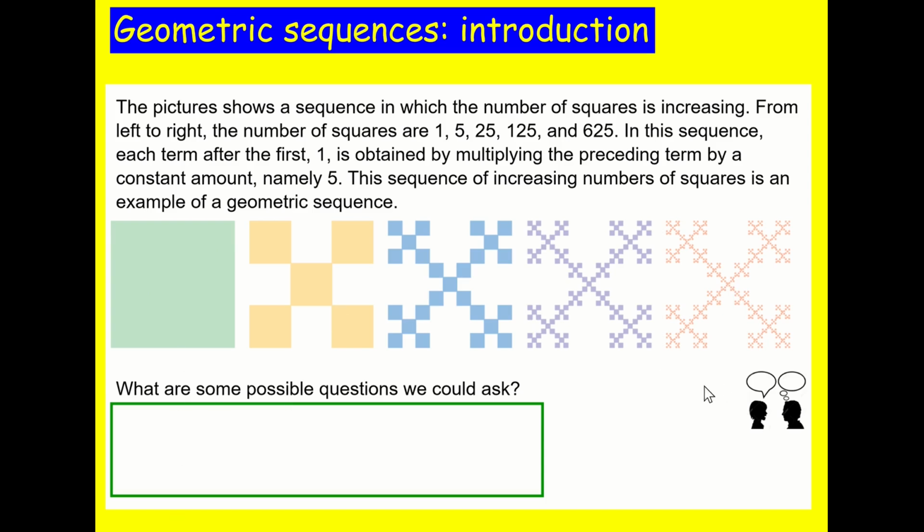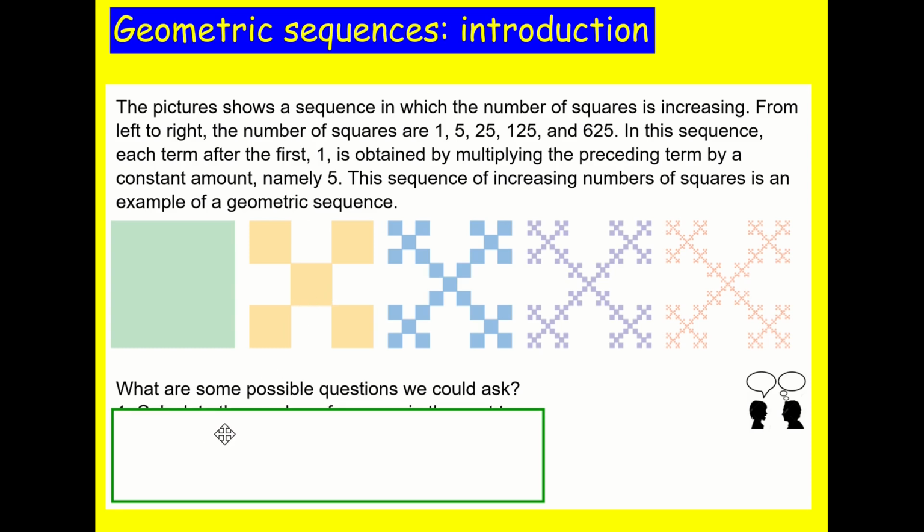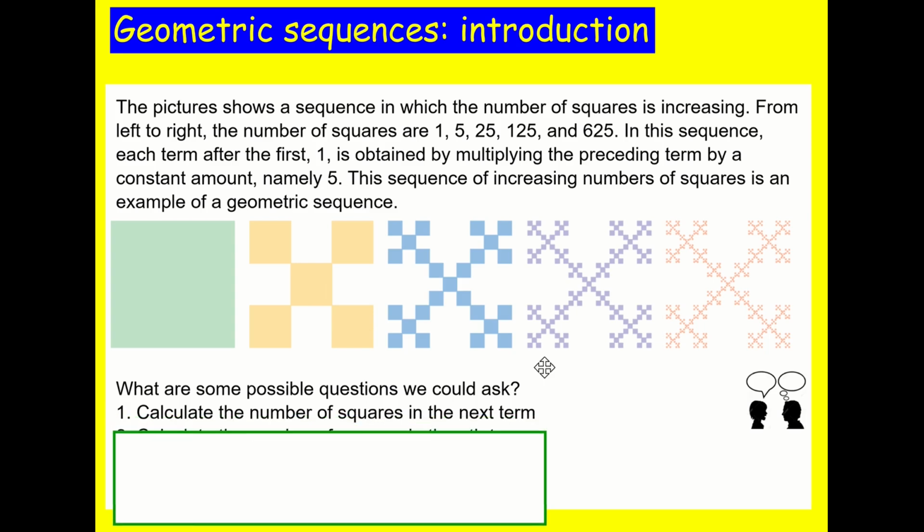Now, my question to you is, what are some possible questions we could ask about this? So pause the video and think about it. It's always really good when you see a topic to ask what can we actually do with it? How can we link it to previous topics? What did we find then? Well, I've got a few answers. We could ask the number of squares in the next term, the sixth term. We could even try and draw it. It's going to be a little bit tricky at this point.